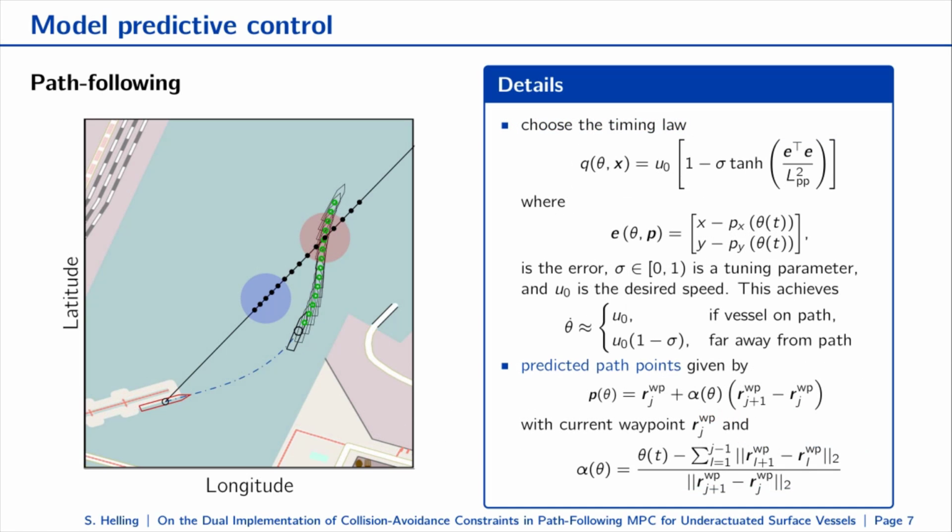Here the details on the timing law are shown, which achieves the desired path parameter dynamics. Based on the path parameter theta, the predicted path points are calculated given a set of predefined waypoints, and the predicted path points lie on the line segment connecting these waypoints.